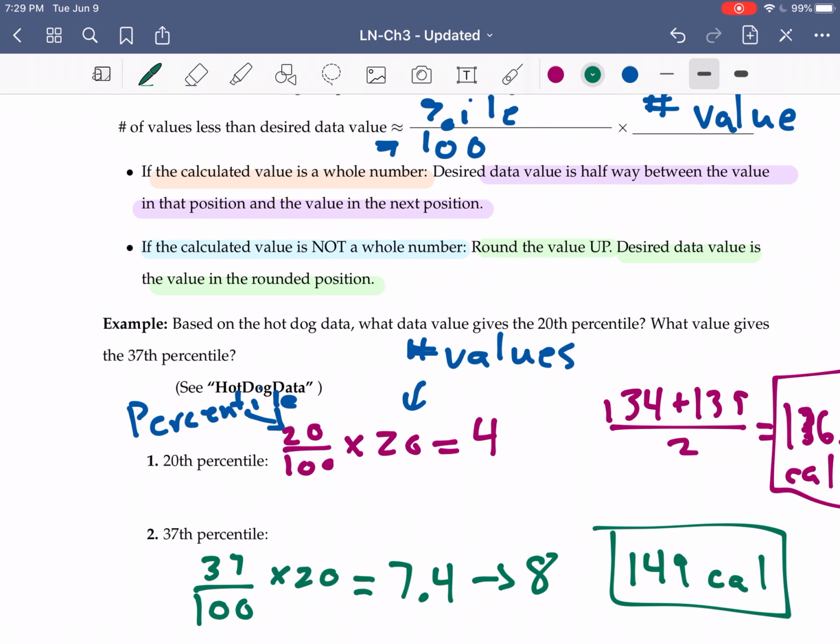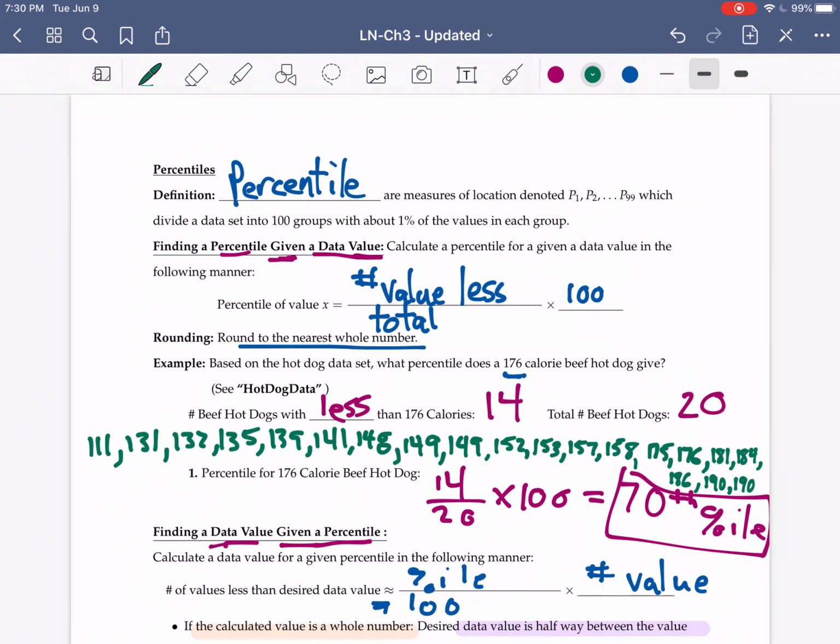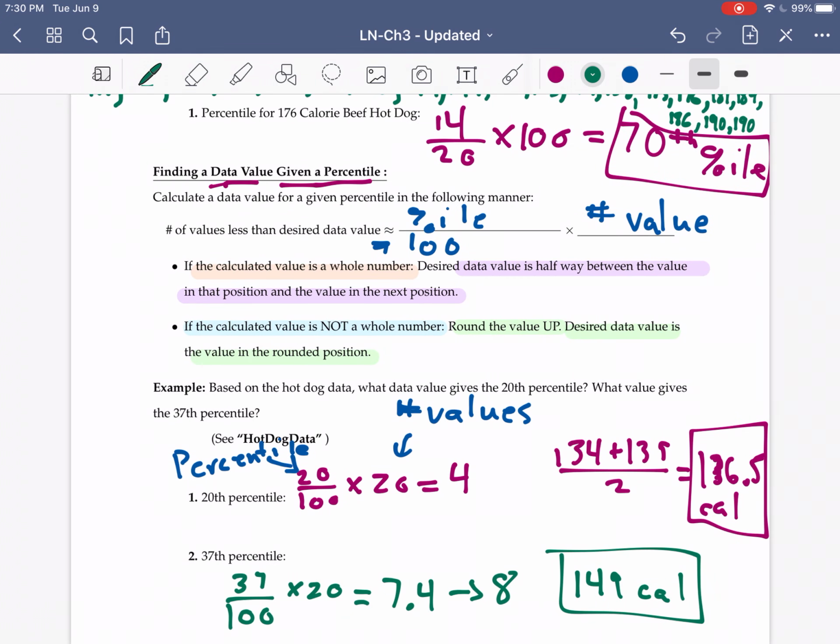And that is how we calculate percentiles. In the next video, we are going to take a look at how we calculate quartiles. We'll see you there.